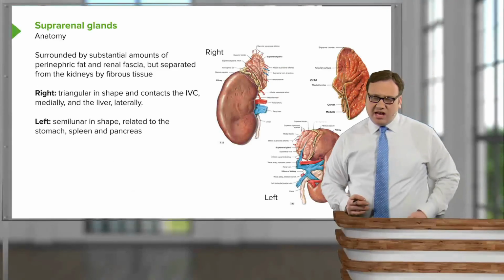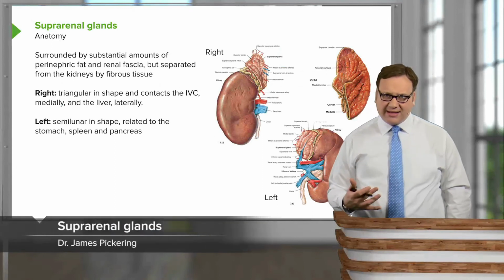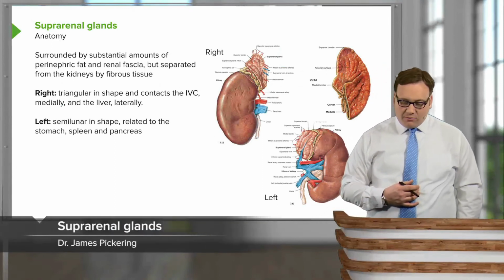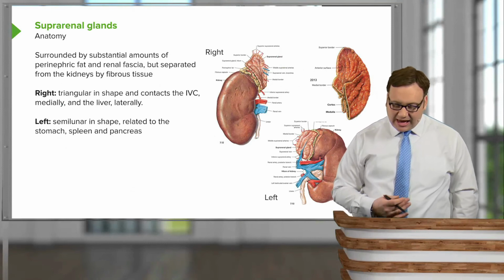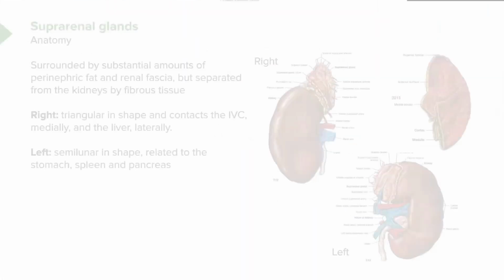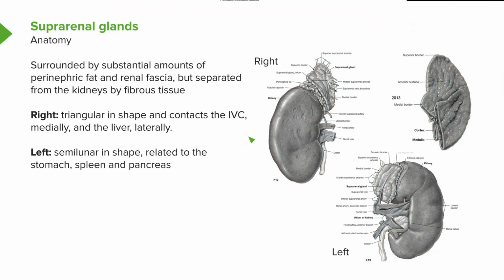So let's just now turn our attention to the suprarenal glands and their anatomy. Well, they have a cortex and they have an inner medulla. We can see that each of the suprarenal glands is positioned on the supromedial aspect of the kidneys, and they are surrounded by a substantial amount of perinephric fat and the renal fascia, but they're separated from the kidneys by this fibrous tissue. So there is a separation.